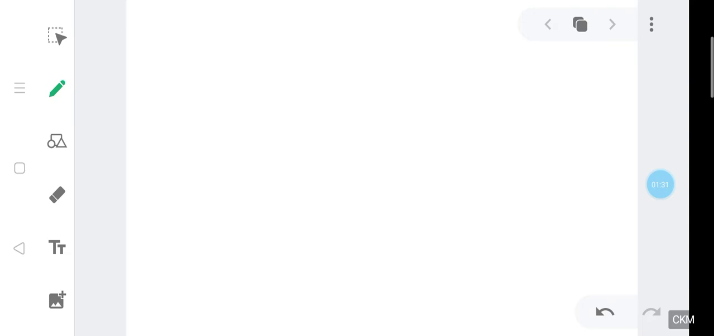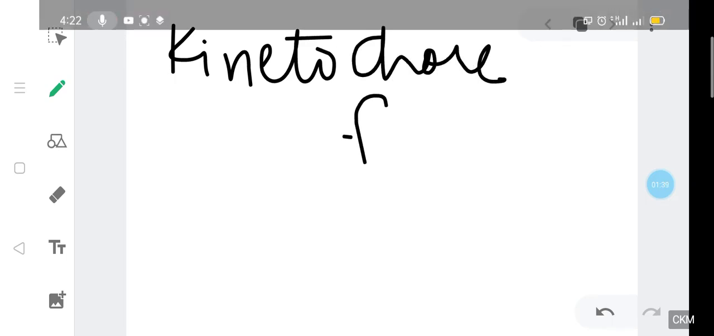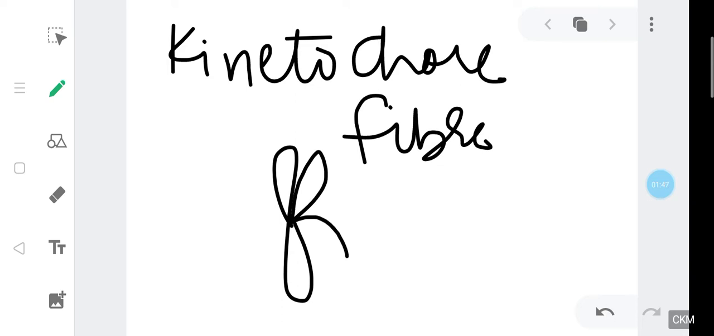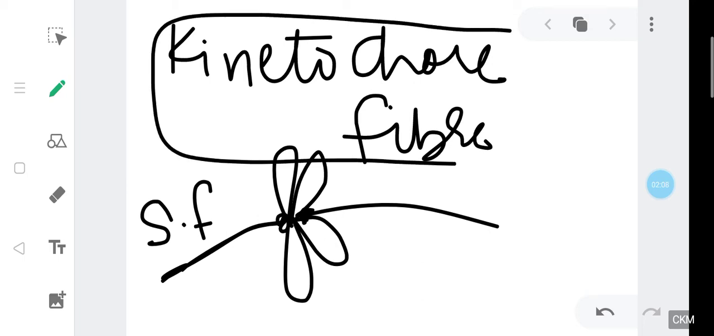Well, students, before going into detail, you should know about the kinetochore fiber. What is basically the kinetochore fiber? The kinetochore fibers are those spindle fibers which attach with the kinetochore protein of the chromosome. Students, listen to me very carefully: the spindle fiber which attaches with the kinetochore protein is known as the kinetochore fiber.